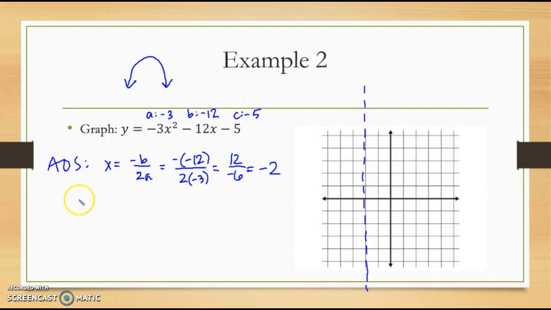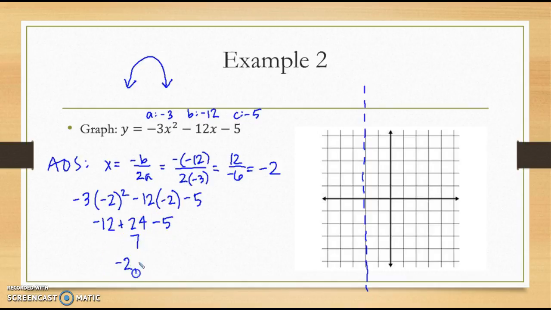I'm going to take that and plug it back in. So I have negative 3 times negative 2 squared minus 12 times negative 2 minus 5. Order of operations, exponents first. So negative 2 squared is positive 4. 4 times negative 3 is negative 12. Negative 12 times negative 2 makes positive 24, and then minus 5. Negative 12 plus 24 is 12, minus 5 is 7. So my vertex is at negative 2, 7, which is going to be off my graph a little bit. It's going to come up maybe like right there.